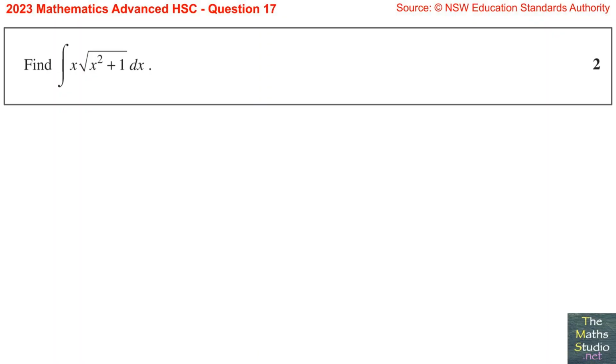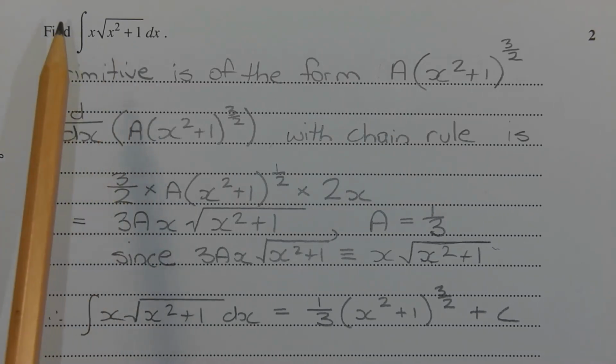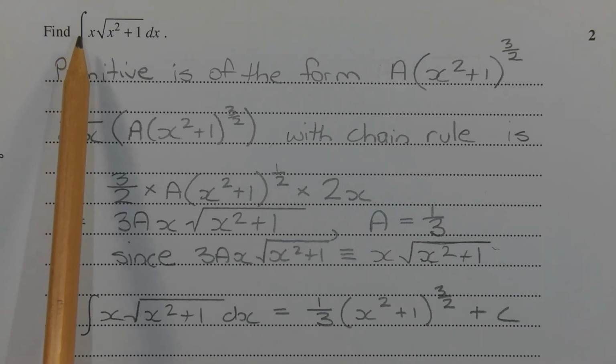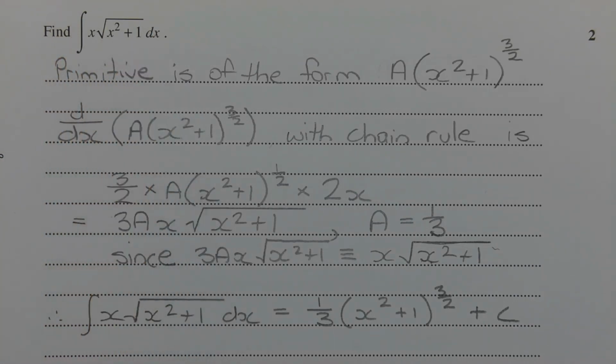Question 17. Find the indefinite integral of x times the square root of x squared plus 1 dx. Analysing the integrand, we notice that we have a product of two functions in x. We have the x outside times the square root of x squared plus 1.